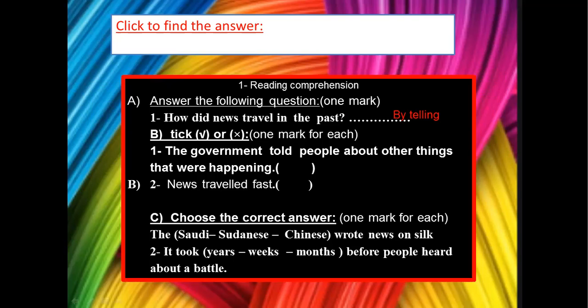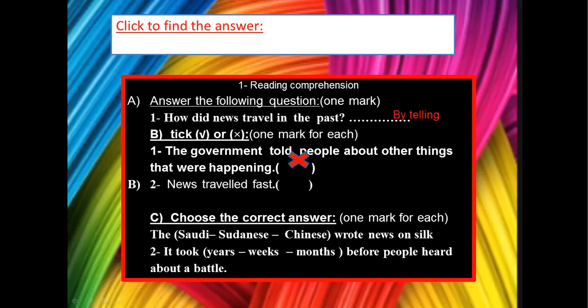Maybe during the age of Christ, so it's a very old time. The government told people about other things that were happening. And did they have news on silk? The government, of course, wrote about the affairs of the country, just the officials or things which belong to the office of the country and not to the common people. So it's wrong.